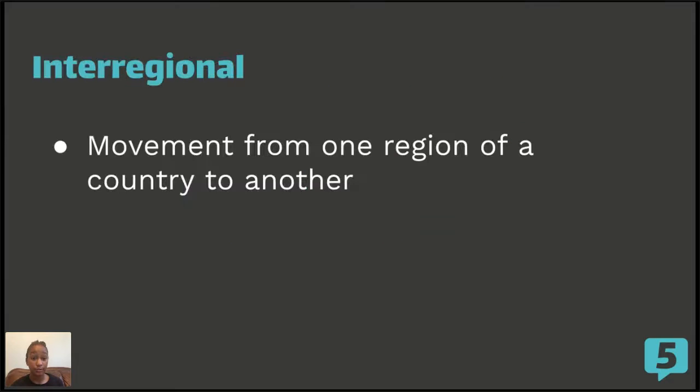So interregional migration refers to the movement from one region of a country to another. So if we take the United States, if you're moving from a coastal city to the Midwest, that would be considered interregional migration because they're moving somewhere where the region is very different. This occurs quite often, especially since it's within one country, from one region to a different region.